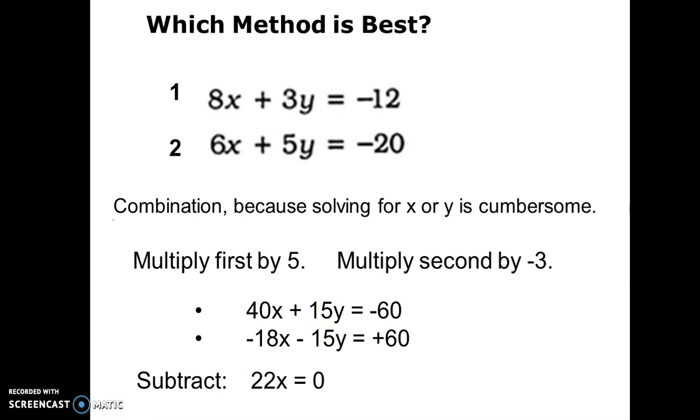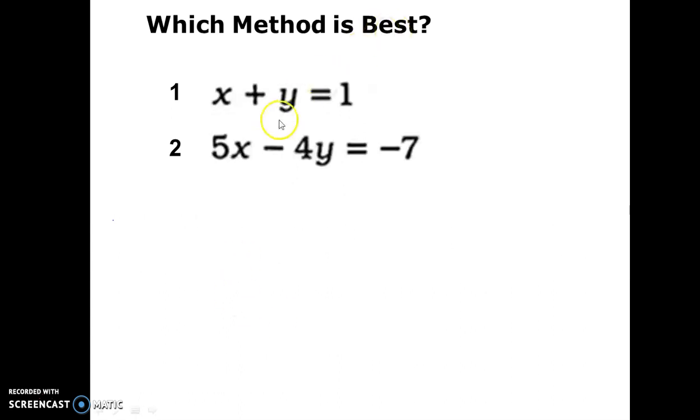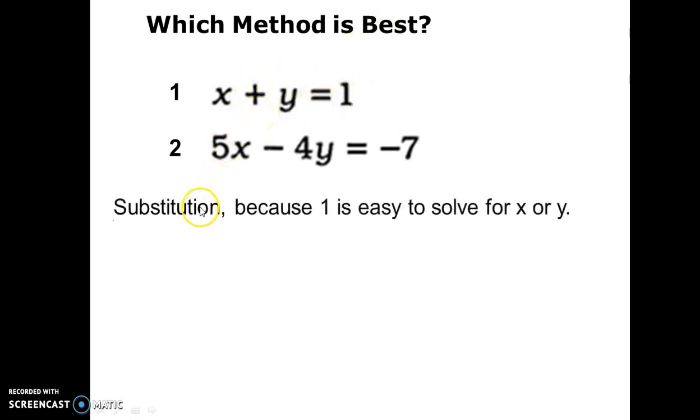Next one, we have which method is best here. So take a look. What do you think? My suggestion is substitution, right? Because again, we have these x and y values here, and both have no coefficient, and in that case, it's very easy to solve for x or y. So it says, equation 1 is easy to solve for both.